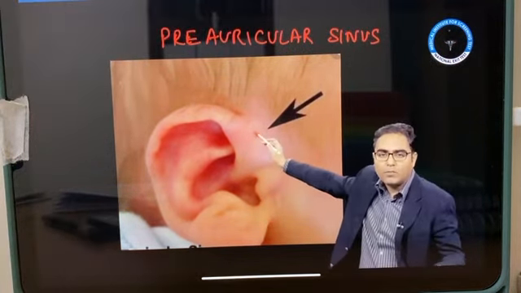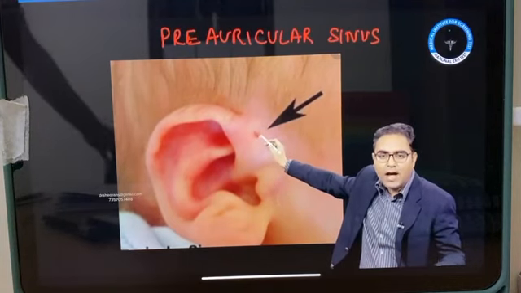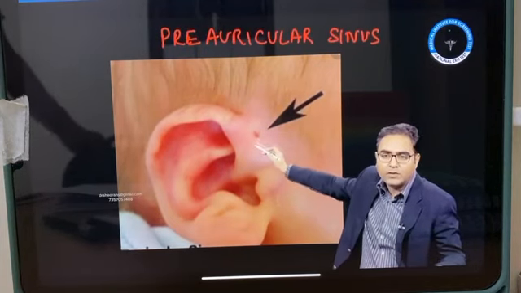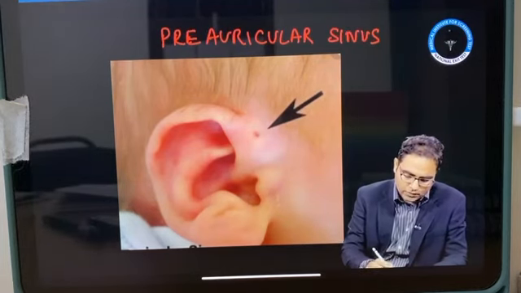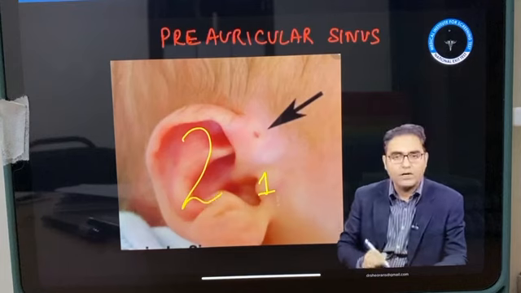There will be a hole in front of pinna. Parents will come to the clinic and they'll say, doctor, my child has a hole in front of pinna. Now, please understand what happened in this patient is that this is the first arch derivative and this hole is the second arch derivative. Am I clear?